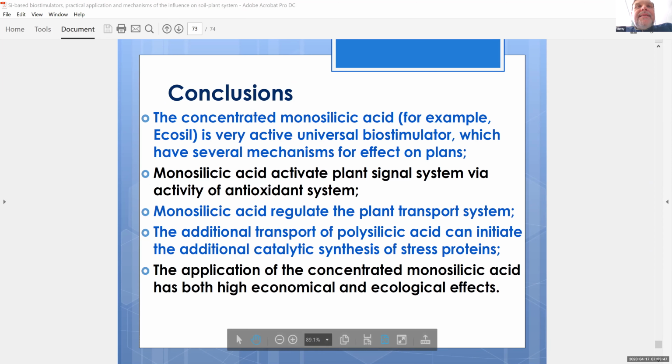So this is the conclusion. We have a very unique, universal biostimulator, which has several mechanisms of effect on the plant. What we found is that monosilicic acids activate the plant signal system via activation of the antioxidant system, and monosilicic acids can regulate the plant transport system. All this is very important both for the farmers and for ecology. Thank you.